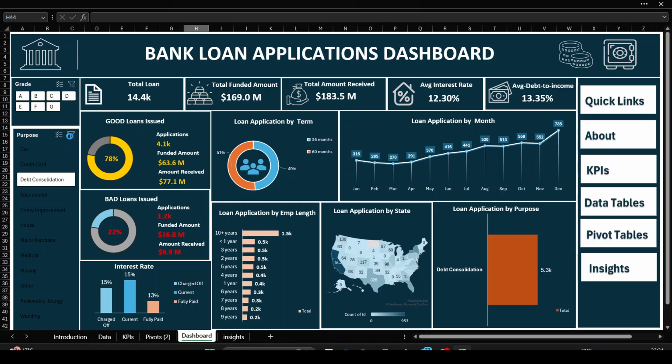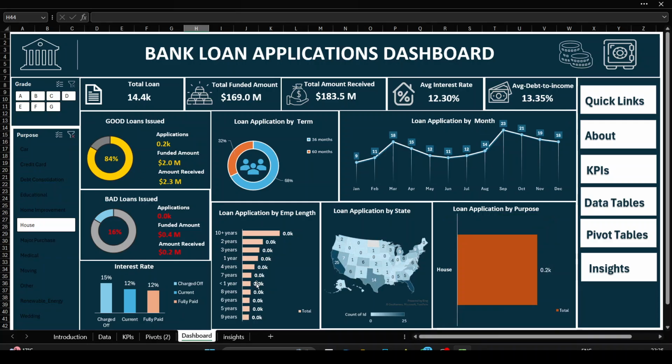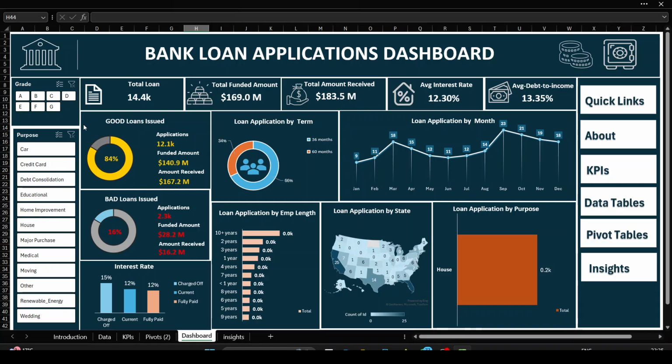So that's how this dashboard works, where you can check any type of purpose of loan and can see its stats here. Now let us move towards the insights.